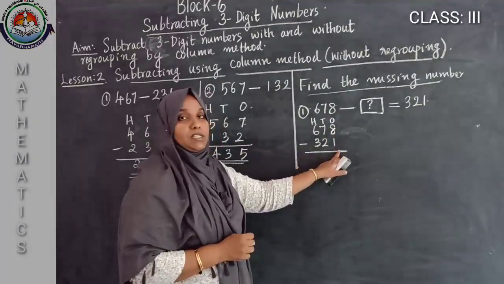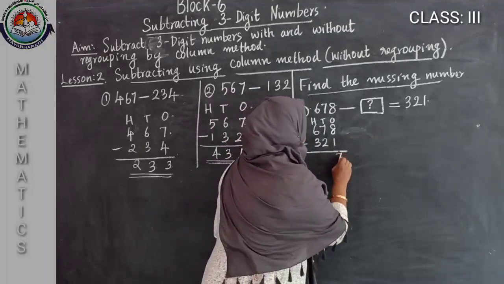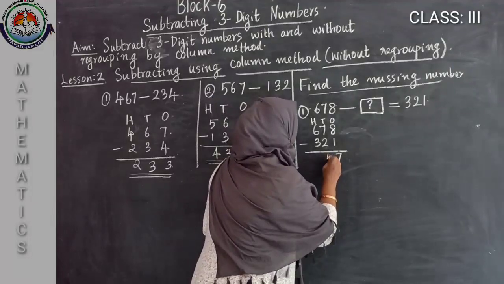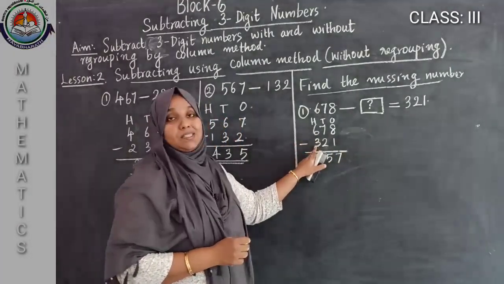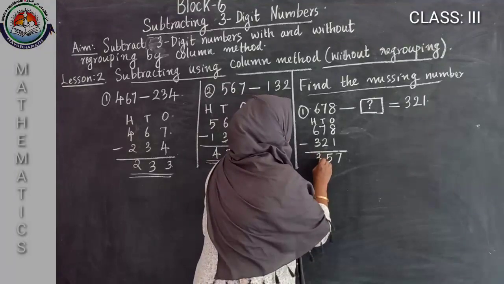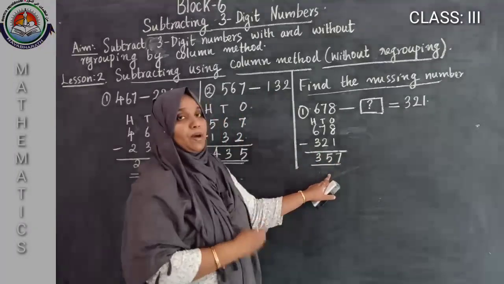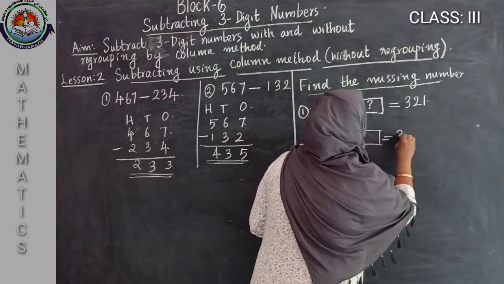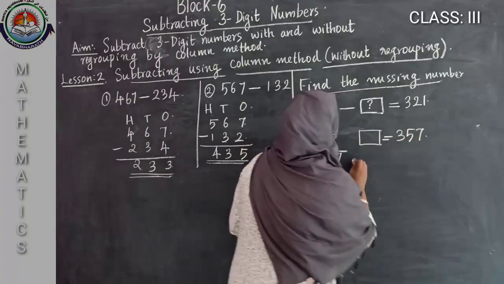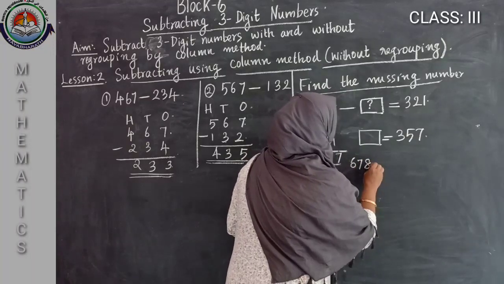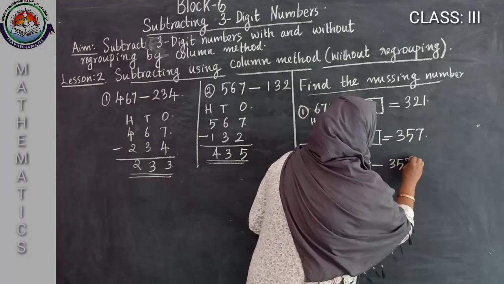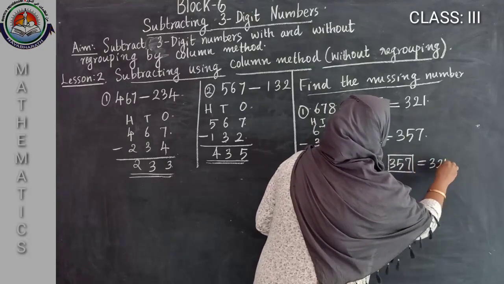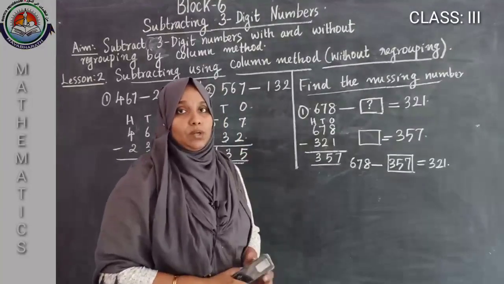What is 8 minus 1? It is 7. What is 7 minus 2? It is 5. And what is 6 minus 3? It is 3. So the smaller number, the number in the box, is 357. So we can write 678 minus 357 equals 321. Okay? Understood?